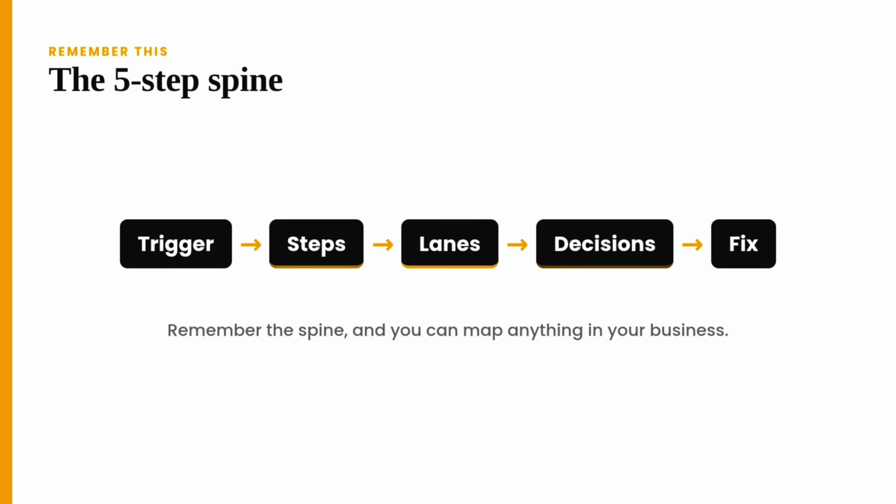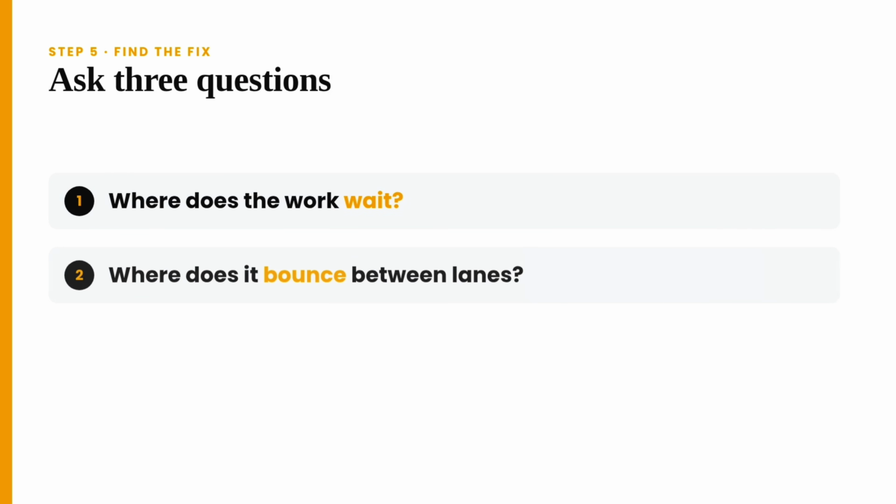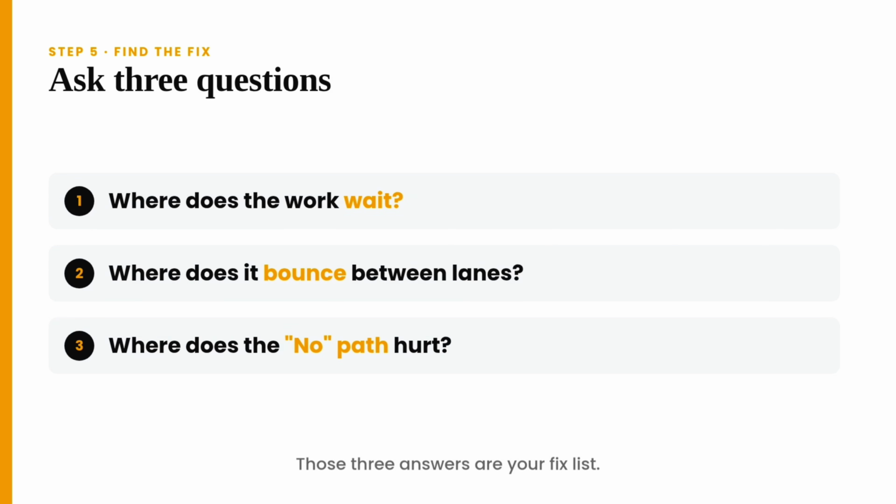Last word, fix. You look at the whole picture and ask 3 questions. Where does the work wait? Where does it bounce between too many lanes? And where does the no path hurt? Those 3 questions hand you your improvement list. And one rule: map how it really works today before you design how it should work. Don't jump to the perfect version. You can't improve a fantasy. Draw the reality first, then draw the better version.